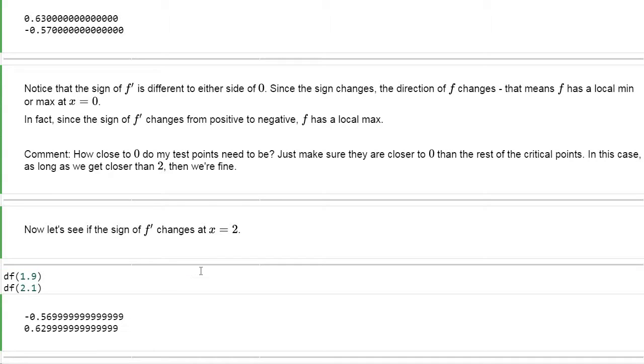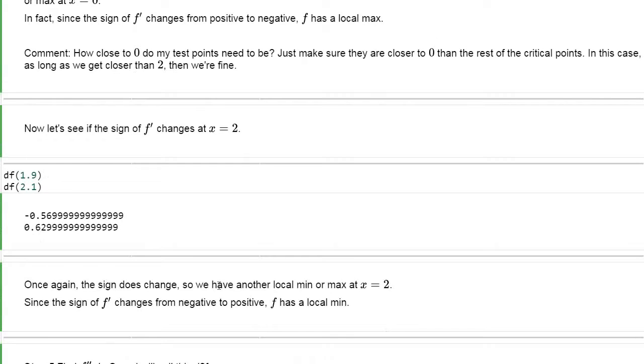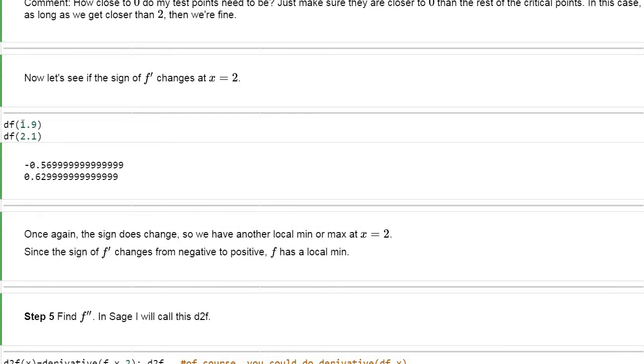Now let's see if the sign of f prime changes at x equals 2. So I chose something to the left of x equals 2 and something to the right of x equals 2. The sign changed from negative to positive. So the function goes from decreasing to increasing. So here's the shape. Decreasing changes to increasing. Can you see when my cursor moves, I make a little valley or trough. So I have a local minimum. So at x equals 2, the original function f has a local minimum.